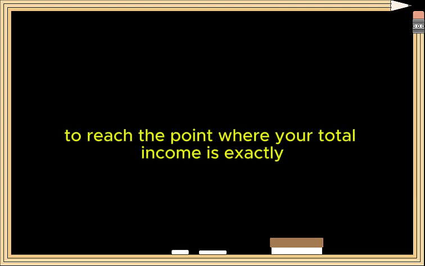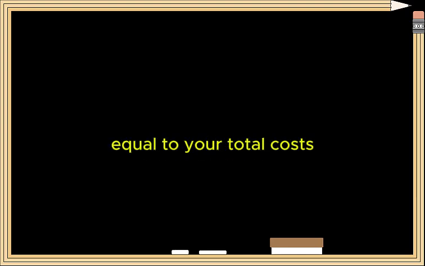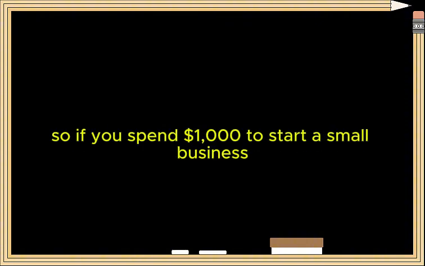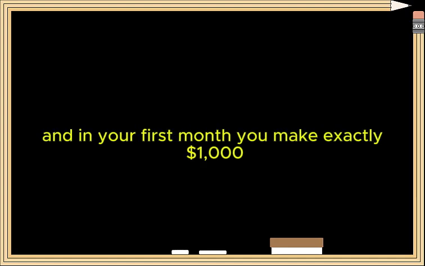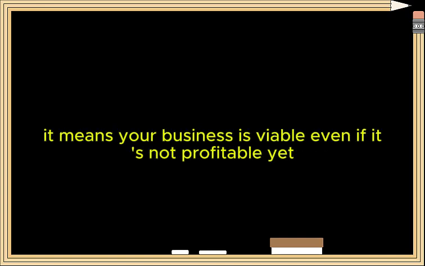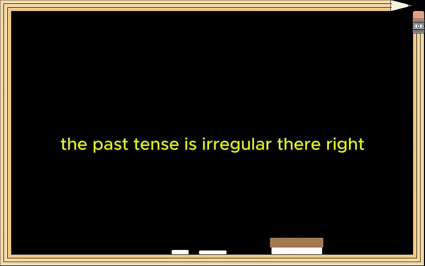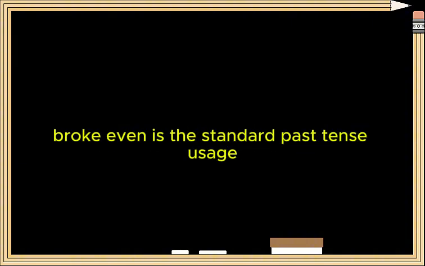Which brings us to a really important financial goal for any new business, to break even. To break even. This means to reach the point where your total income is exactly equal to your total costs. You haven't made a profit, but you also haven't lost any money. So if you spend $1,000 to start a small business, and in your first month you make exactly $1,000, you broke even. It's a critical milestone. It means your business is viable even if it's not profitable yet. And just to reinforce the grammar, the past tense is irregular there, right? They broke even. That's right. Broke even is the standard past tense usage.